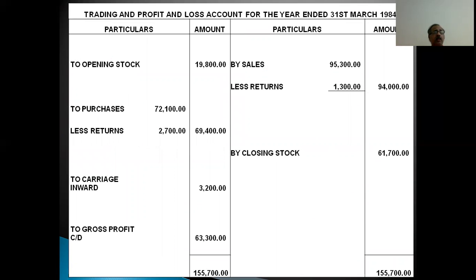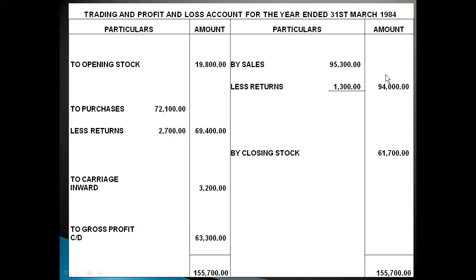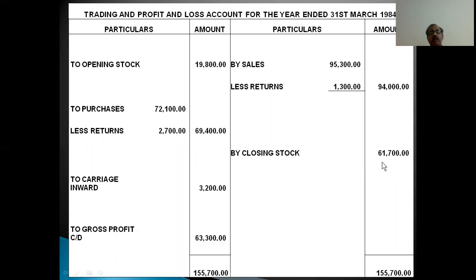You can see the trading account, the title will be Trading and Profit and Loss Account for the year ended 31st March 1984. To opening stock, 19,800. To purchases, inner column, 72,100, less returns 2,700. Then in the outer column, after deducting this figure, the balancing figure is 69,400. And another direct expense, carriage inward or carriage on purchases, ₹3,200. Then credit side, inner column, 95,300, less returns 1,300. Then outer column, ₹94,000. Then the next one, closing stock. Credit side closing stock, 61,700.